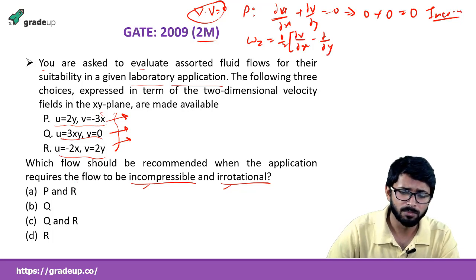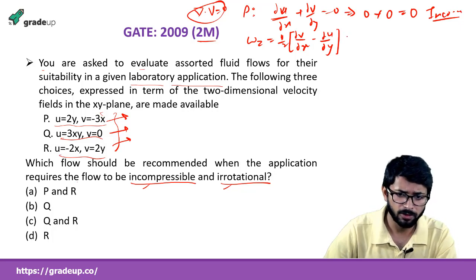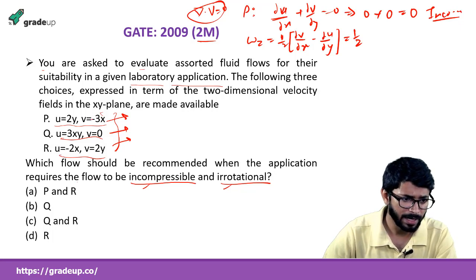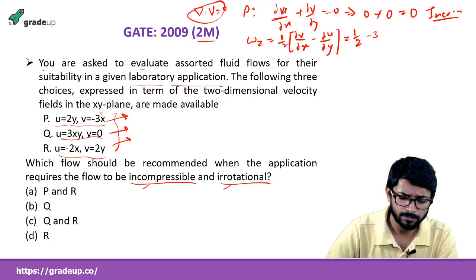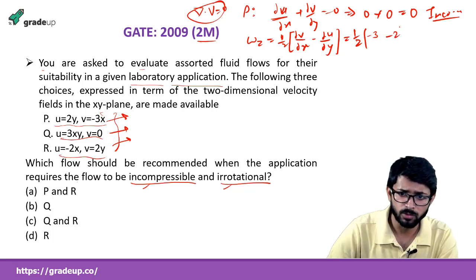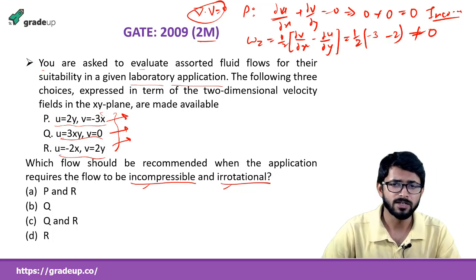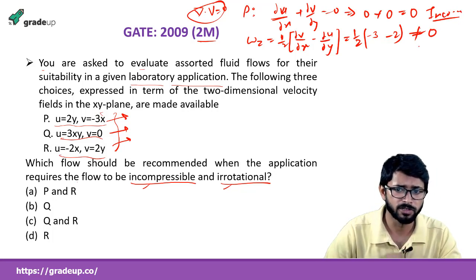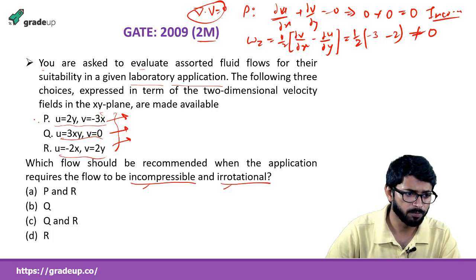Del v by del x minus del u by del y. So just try to find out, is it coming out to be 0? Del v by del x comes out to be minus 3, minus del u by del y comes out to be minus 2. No, it is not coming out to be 0. So it is not an irrotational flow. So option 1 is correct.